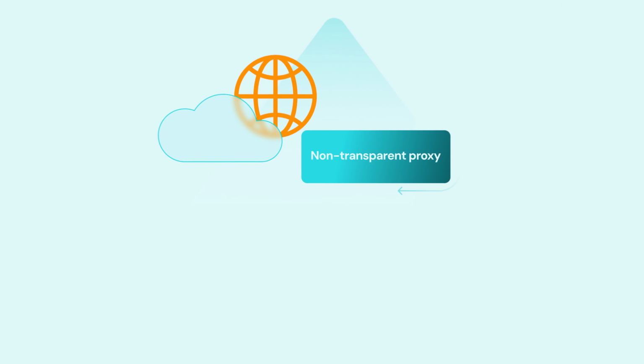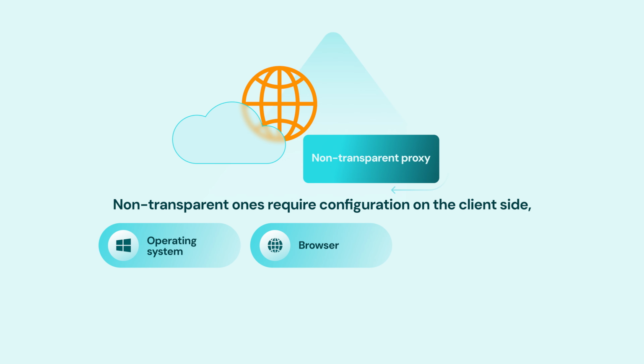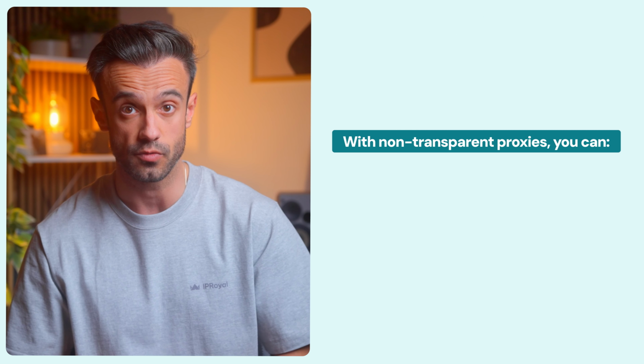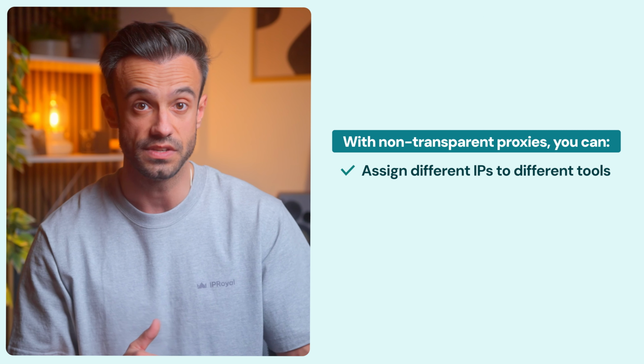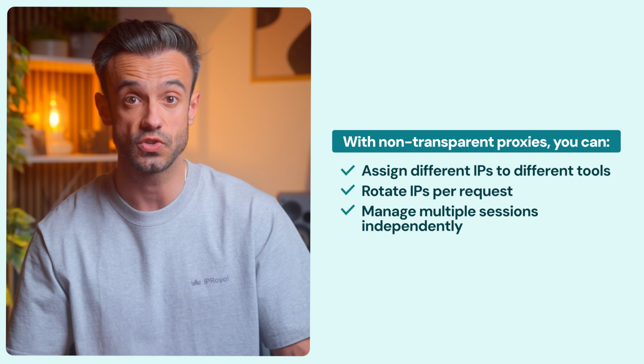Now, unlike transparent proxies, non-transparent ones require configuration on the client side, inside your browser, operating system, scraper, automation tool, or custom application. That takes slightly more effort, but it gives you much more flexibility. With non-transparent proxies, you can assign different IPs to different tools, rotate IPs per request, and manage multiple sessions independently.